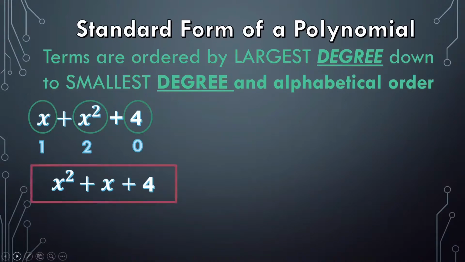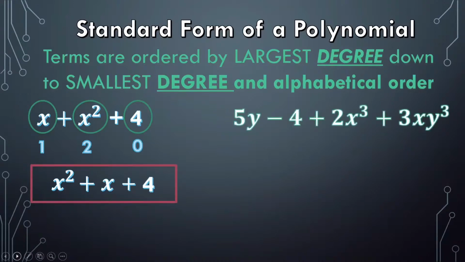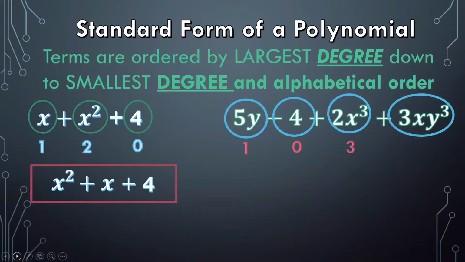Okay? So that one's kind of easy, kind of understandable, but let's look at this one. So if I take a look at the degree of my 5y, it's 1. We know that. The degree of this, it's a constant, so it's 0. This is cubic, so it's 3. Now this one, you got it, it's 4 because that x has a 1 on it and I got to add them. So be careful here.